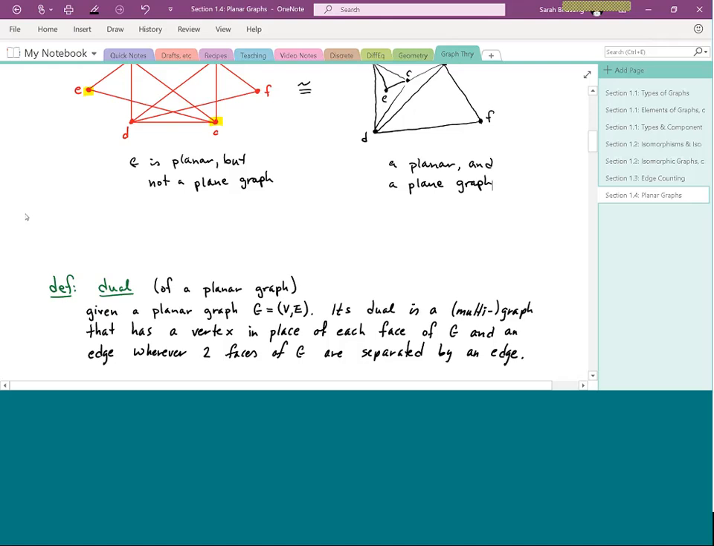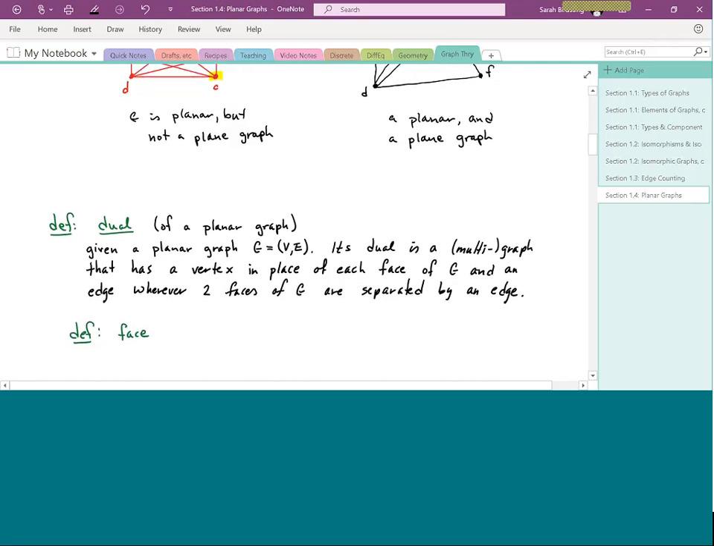So you got a planar graph, given some planar graph, its dual is a graph, and its dual is almost always a multigraph if you started with a simple graph, okay? So its dual is a multigraph, or a graph that has a vertex in place of each face of the graph, and we'll define a face here in just a second, and an edge wherever two faces of the graph are separated by an edge.